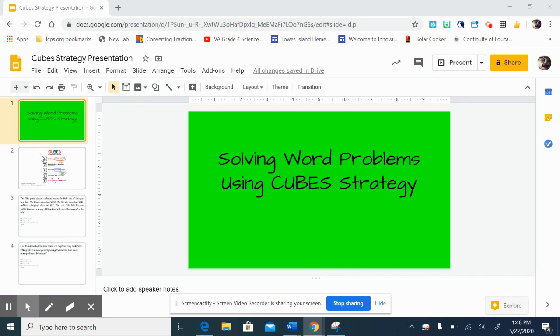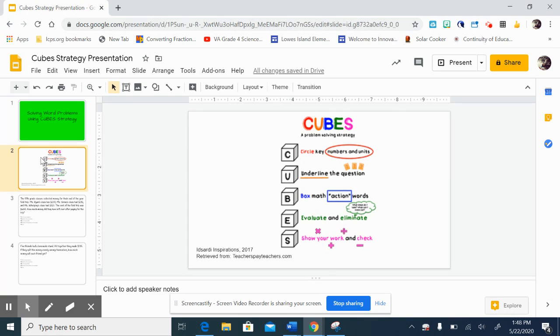On this next slide here, I have a visual of the CUBES strategy, which I also have in my classroom, and it's also taped on the students' desks. That's how much I really enjoy this strategy for students when they're solving word problems.